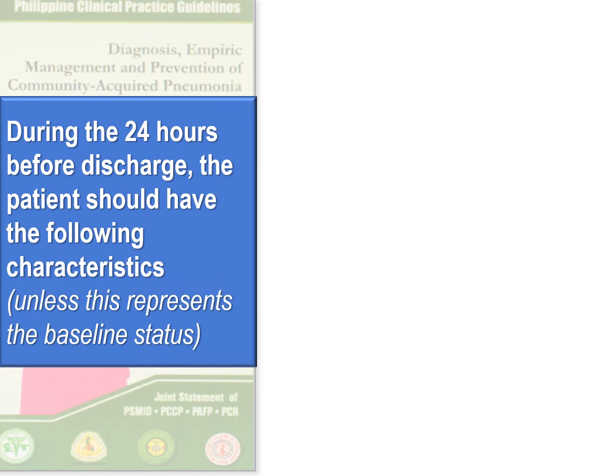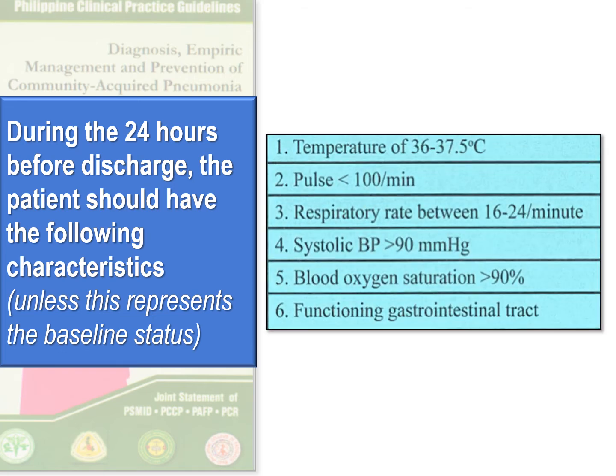During the 24 hours before discharge, the patient should have the following characteristics. Patient should be afebrile. Patient should have pulse rate and respiratory rate within normal limits. The BP is stable. Patient has good saturations at room air, and the patient has a functioning gastrointestinal tract, meaning the patient is able to eat and able to defecate.